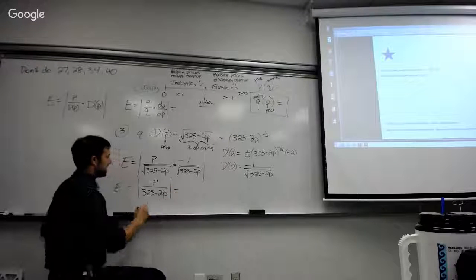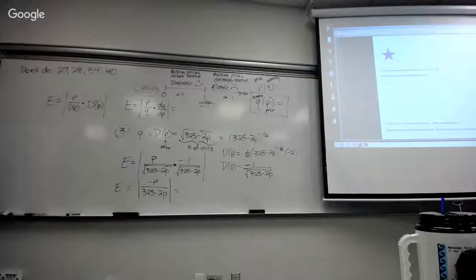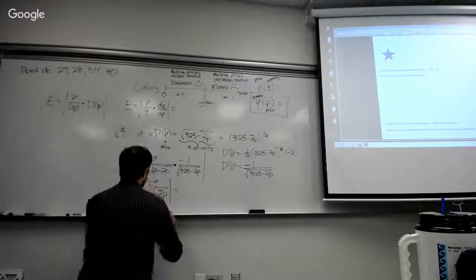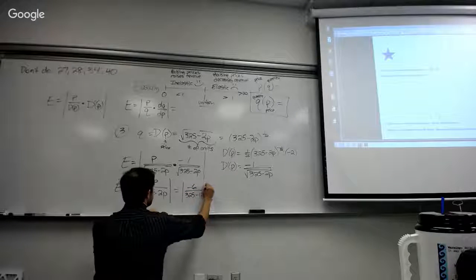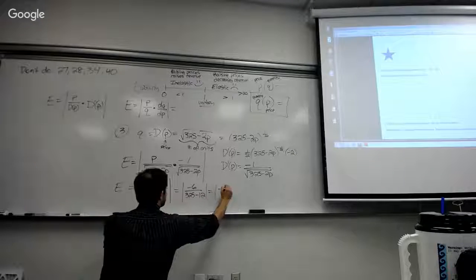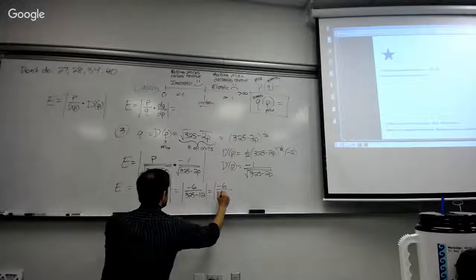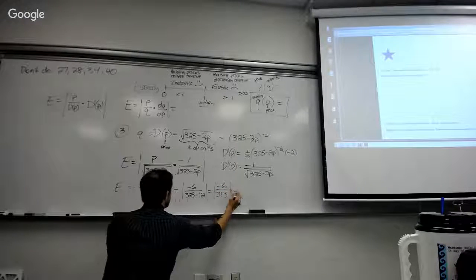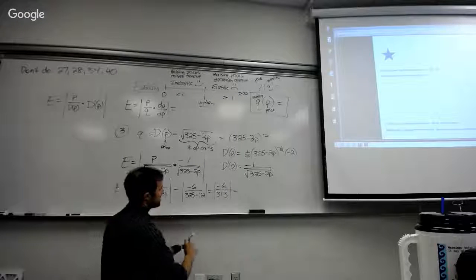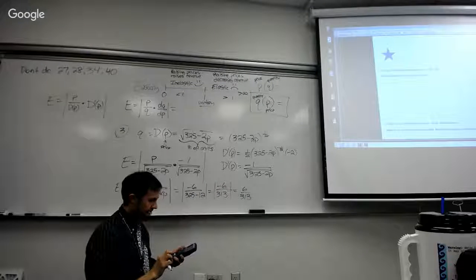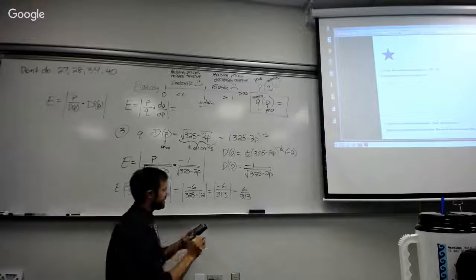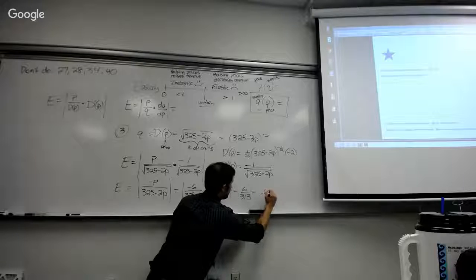And what did they want? They wanted to evaluate elasticity at what number? 6. At 6. So we go ahead and plug in 6. So that's -6 over 325 minus 2 times 6, which is 12, so -6 over 313. And the absolute value of a negative number is positive, and 6 over 313 is clearly a very, very small fraction, meaning a very small decimal.